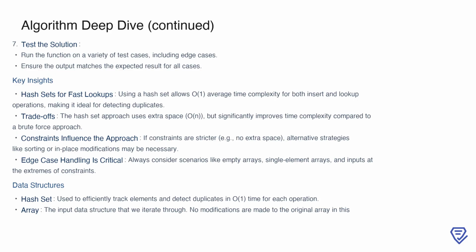It's also important to keep in mind that constraints can influence the approach. For instance, if the problem specifies no extra space, you may need to consider alternatives like sorting the array or modifying it in place. Finally, never overlook the importance of edge case handling. Scenarios like an empty input, single-element arrays, or inputs at the extremes of constraints can easily break an algorithm if not carefully accounted for. Understanding and leveraging the right data structures, such as hash sets in this case, can make all the difference in creating efficient and robust solutions.